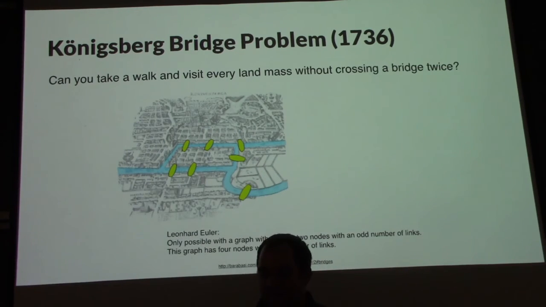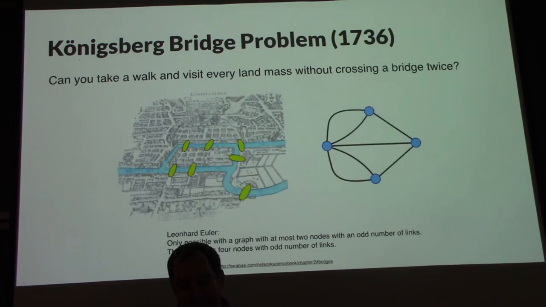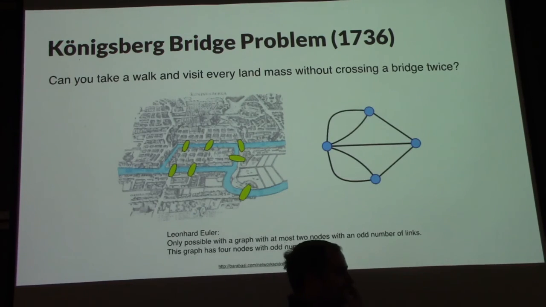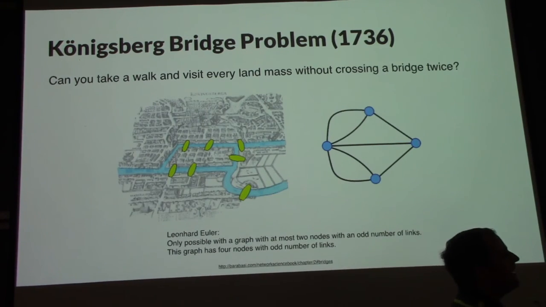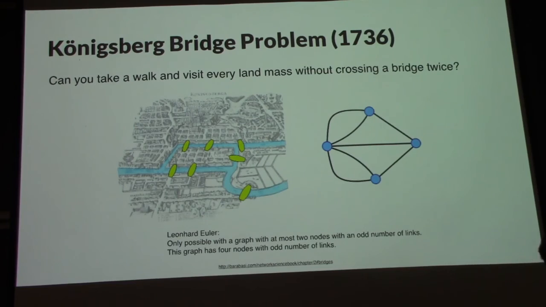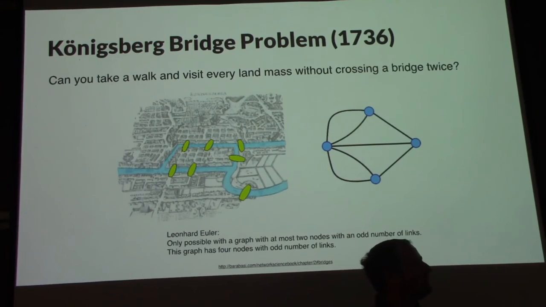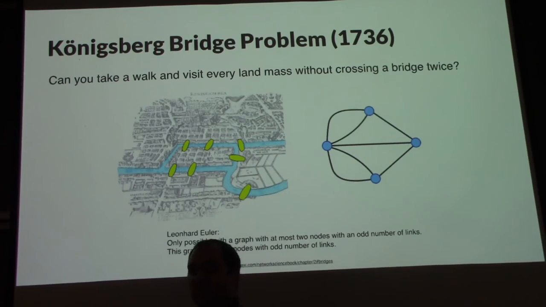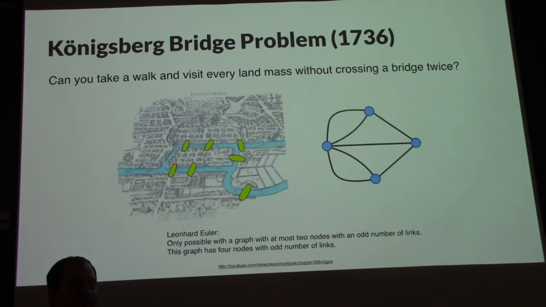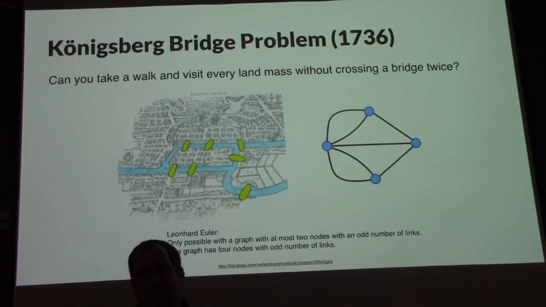Leonhard Euler formulated why this is not possible. First, he showed that it doesn't matter which path you take on land, right? So how you walk through the streets is irrelevant to answer this particular question. So we can abstract the land masses to vertices or to nodes. And then we can abstract the bridges as edges connecting those land masses.